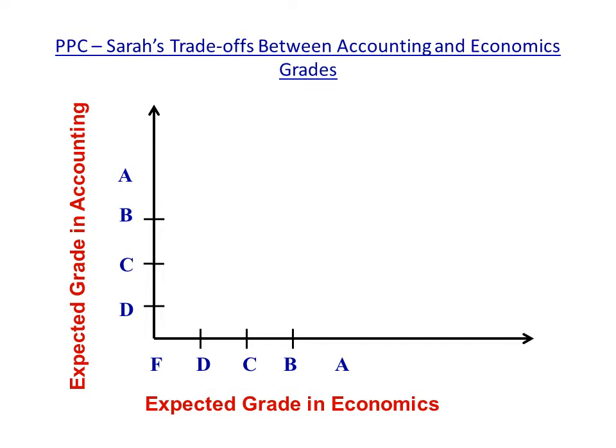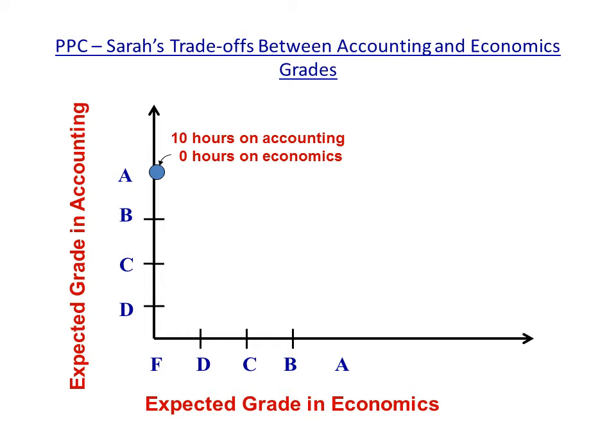Let's see how she can do. Well, on the vertical axis, we have her expected grade in accounting. And then on the horizontal axis, we have her expected grade in economics. Well, let's say she dedicated all 10 hours towards studying accounting. Well, that would be great for her accounting grade. Her accounting grade would be an A, as seen on the graph there.